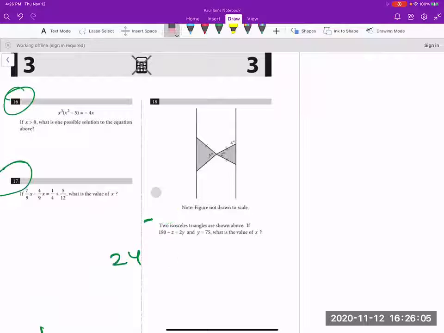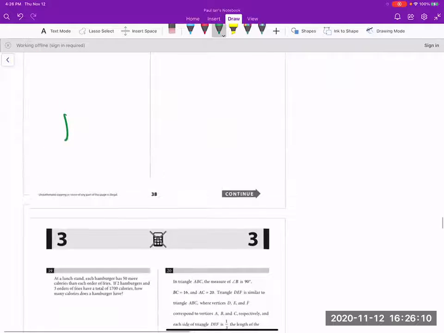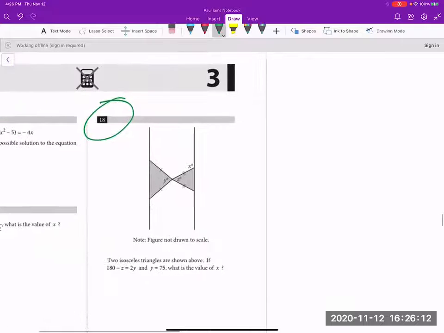So let's take a look at this other one, number 18. This one is actually pretty long. Maybe we'll end with this one.